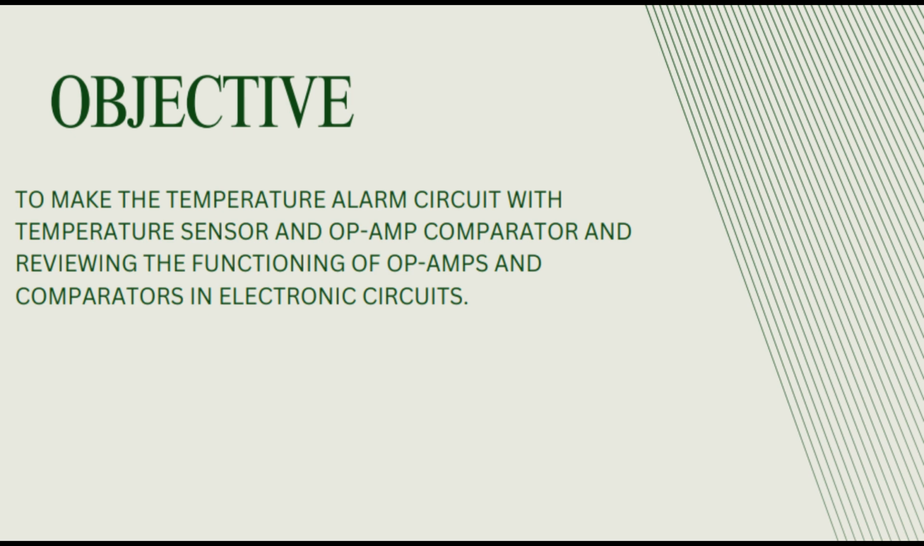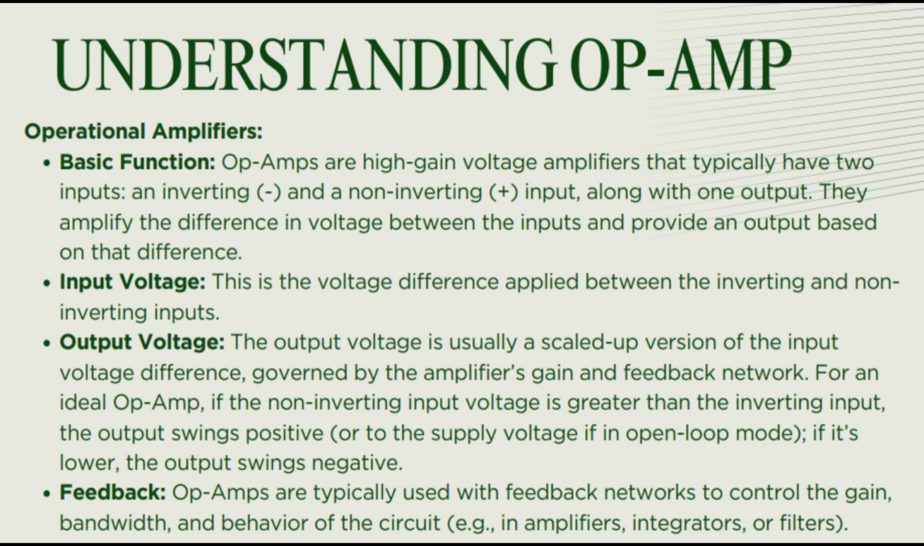Let's talk about comparators. A comparator is a specialized op-amp used to compare two voltages and output a digital signal that indicates which voltage is higher. Unlike regular op-amps, comparators lack a feedback network, allowing them to switch fully between positive and negative supply voltages.